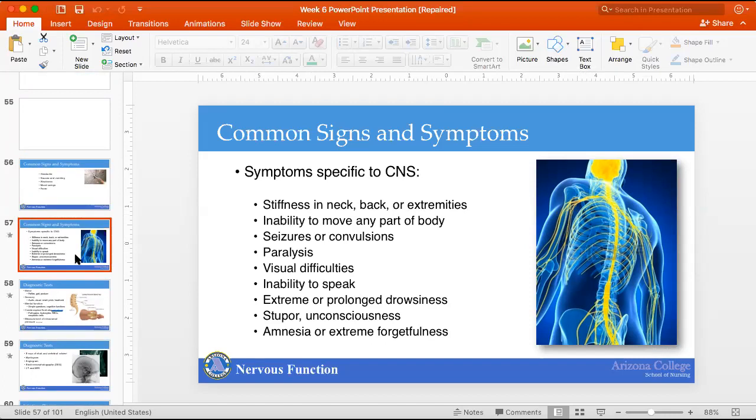You could see seizures or convulsions, paralysis, inability to speak, visual difficulties, extreme or prolonged drowsiness, stupor, unconsciousness, amnesia, or extreme forgetfulness. And so I guess in this case, a compressed nerve would be a peripheral nerve problem, whereas if this portion of the spinal cord had damage to it, then you could see problems here, an inability to move it or complete paralysis.